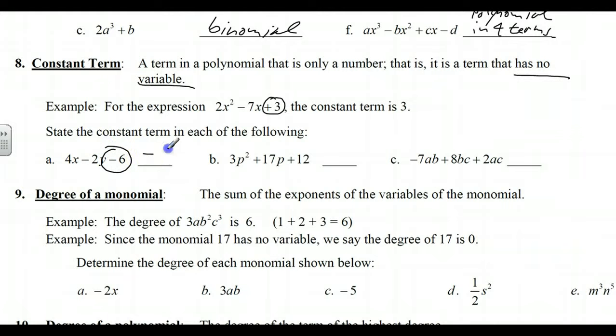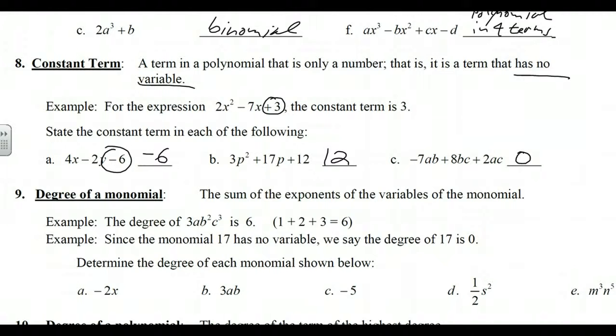State, which means just write it. So -6, this is negative. +12, we don't write the plus sign if it's positive. And there isn't one here, right? So this is 0, right? You could write a +0 if you liked.